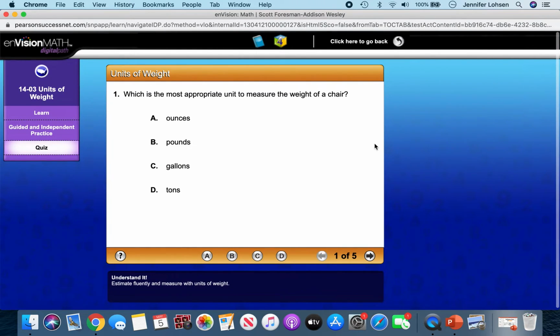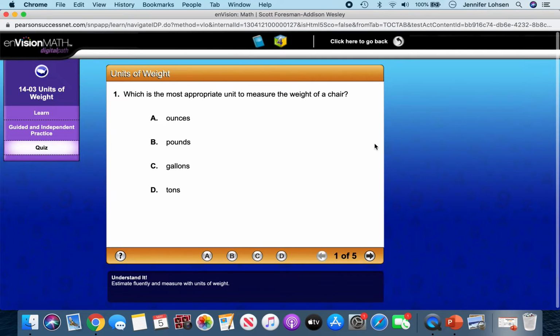Okay, so which is the most appropriate unit to measure the weight of a chair? So I'm looking at these answer choices, and right away, there is one that's standing out to me. Like, are you kidding me, man? You really put that in there? Are you trying to trick me? I want you guys to see if you can figure out which one it is. There is a unit here that does not measure weight. It instead measures capacity. And that right away is going to be a nonsense answer.